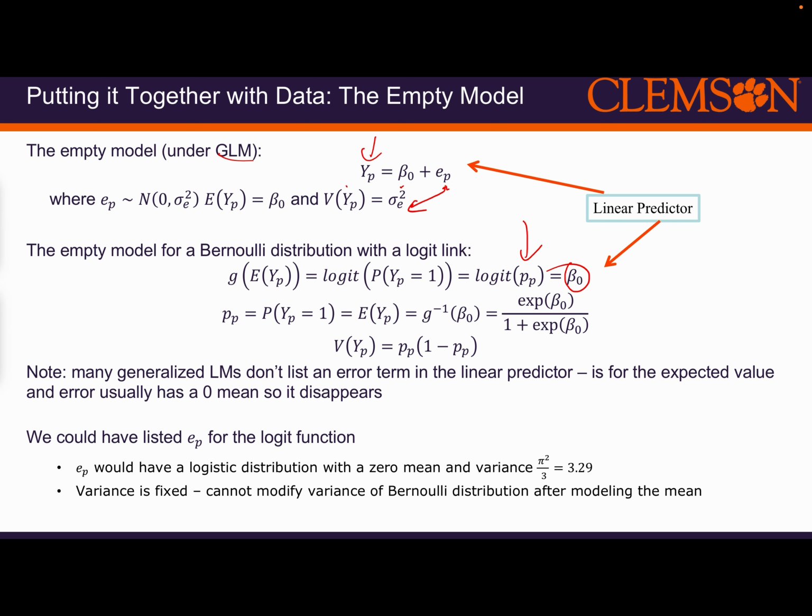So if we want to go from probability to our linear predictor, we use a logit. But to go back to probability, if we want to say what this logit means in terms of probabilities, it's right here: e to that value over 1 plus e to that value. But in both cases, the variance of the outcome is that probability times 1 minus that probability.